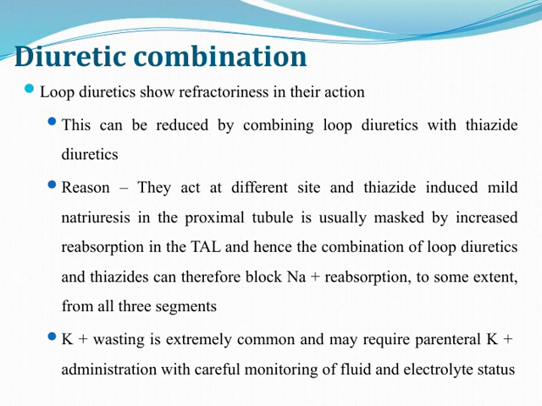Thiazides induce mild natriuresis in the proximal tubule, but this effect is usually masked by increased reabsorption in the thick ascending limb, or TAL. When we combine these two types of diuretics, they work together to block sodium reabsorption across all three segments of the nephron, making the overall diuretic effect more potent. However, a common issue we encounter with these combinations is potassium wasting. This can be quite significant, and in some cases, may require potassium supplementation through parenteral administration.